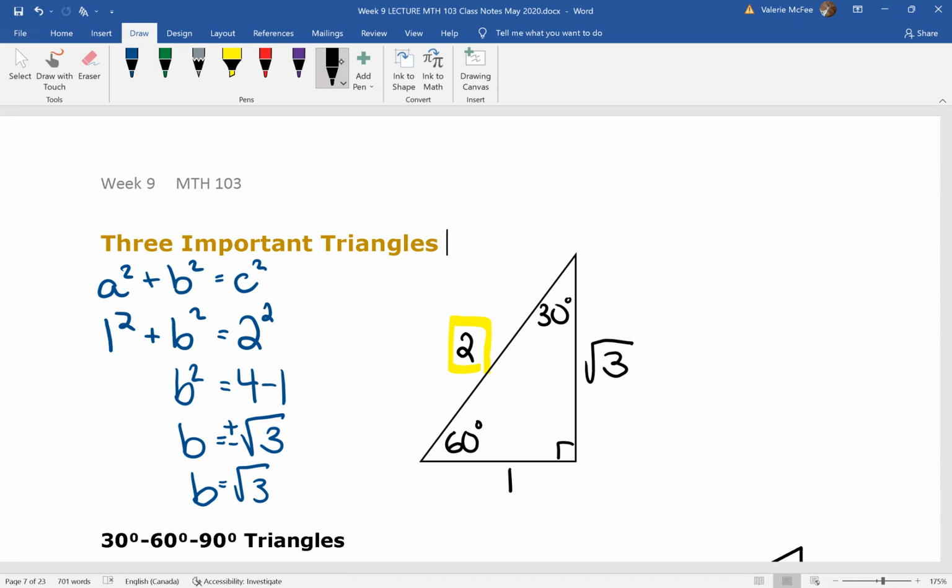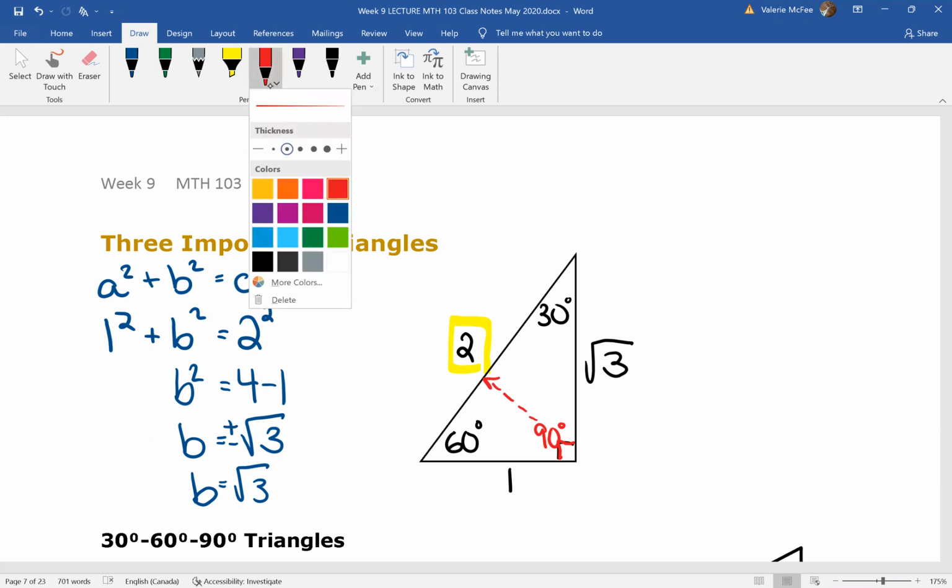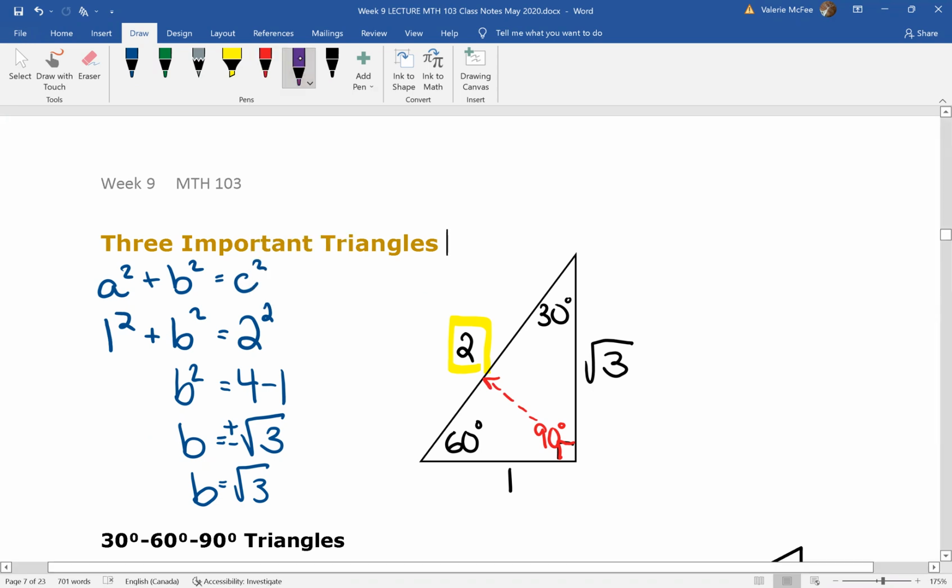Now I want you to notice a couple of things. First of all, that this right angle is our biggest angle at 90 degrees. And our biggest angle is opposite, or across from, our longest side. Our smallest angle, 30 degrees, is opposite our smallest side. So this is important. This is always true of every triangle because we want to take a look at this triangle now so that we can use it in answering some of our trigonometric questions.